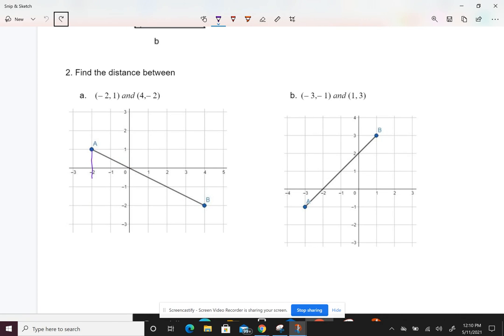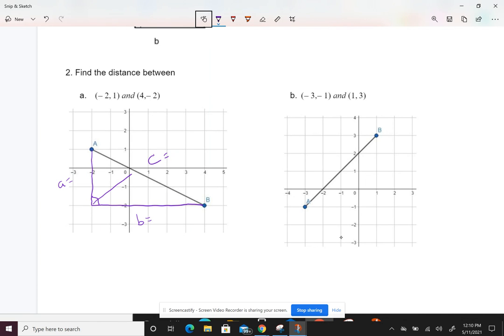So anytime I find distance for diagonal lines, I'm going to draw a right triangle. Now I know that this is 90 degrees. So this is the C value, this right here is going to be A, and this right here is going to be B.